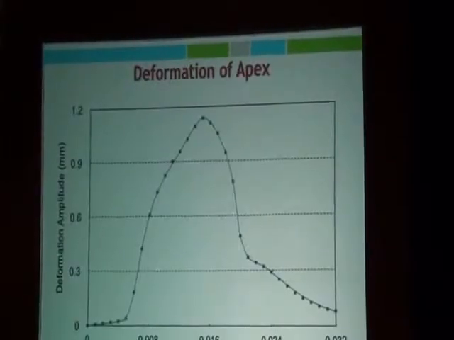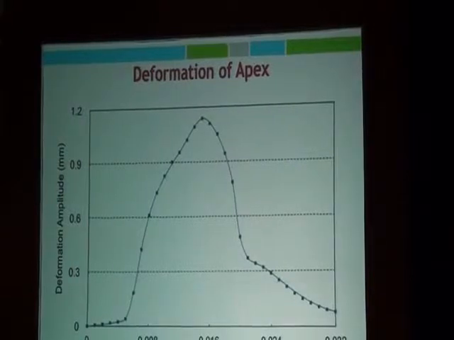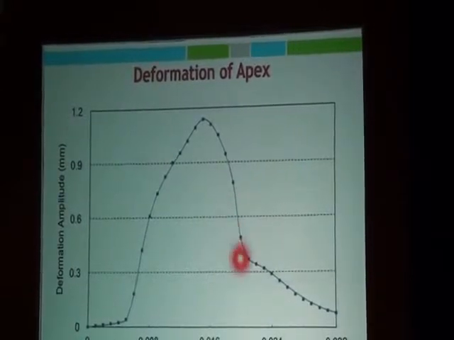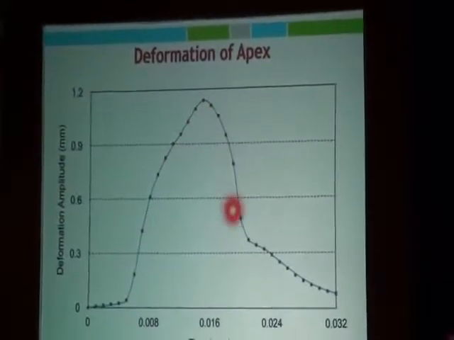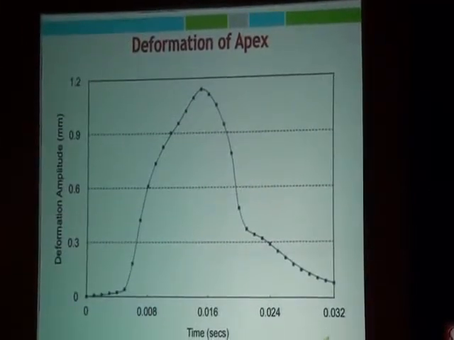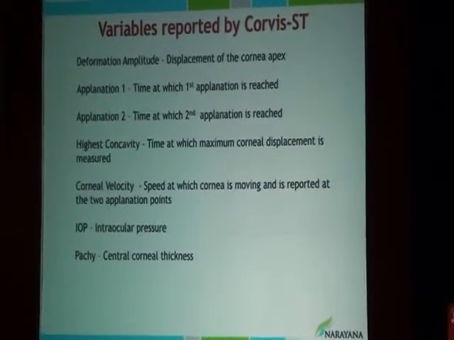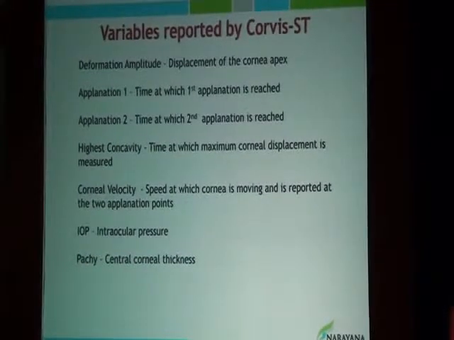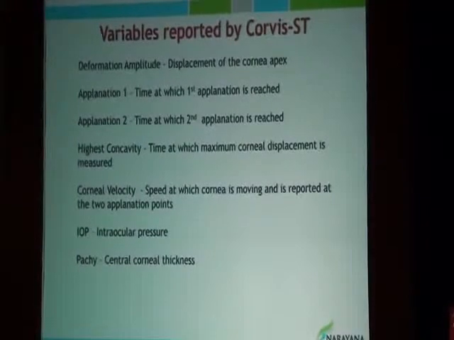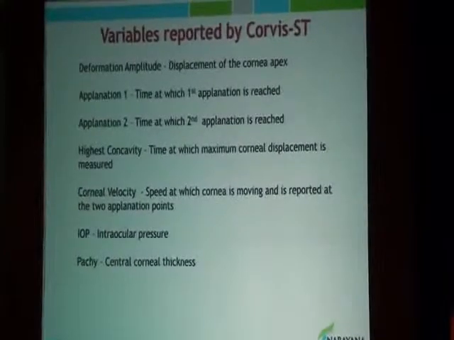So basically what it does is there is a deformation of the apex of the cornea from the time the first pressure is applied to the point where the pressure is let go. And this deformation of the apex then gives you the amplitude of deviation or deformation of the corneal apex, and that is measured by the device. Variables like the deformation amplitude and highest concavity, which means the maximum displacement of the cornea, are measured with this. It also gives us the corneal velocity, intraocular pressure, and a pachymetry number.